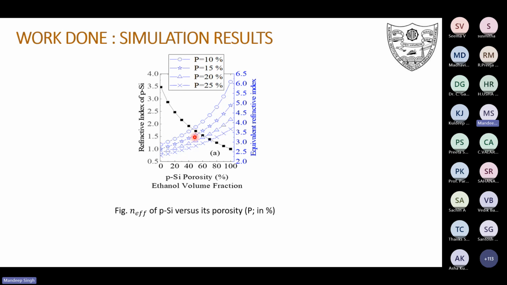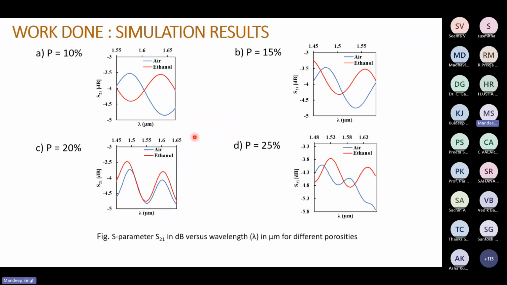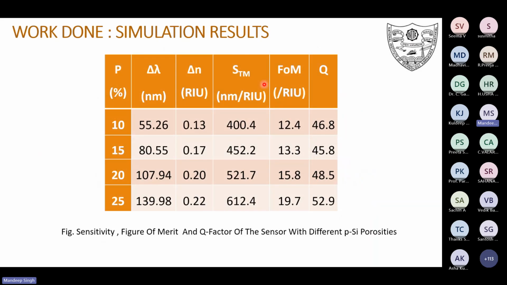Okay, and we have done RF simulations using electromagnetic theory. So you can see for different porosity of 10, 15, 20, 25, right, for both air and ethanol, there is a shift in the peak; a redshift will be there for different porosity. And we have again calculated the parameters sensitivity, figure of merit, and Q factor for different porosity, like 10 to 25.